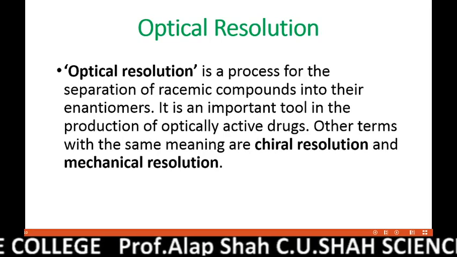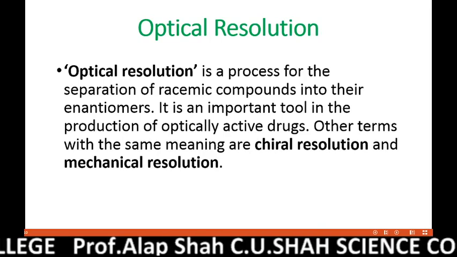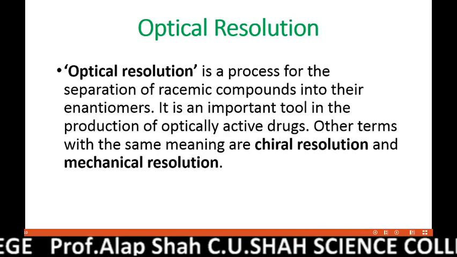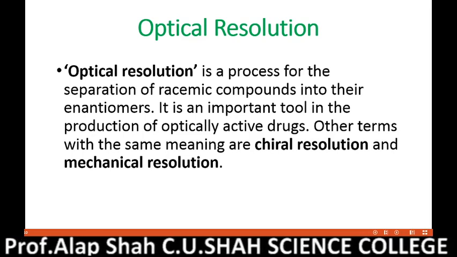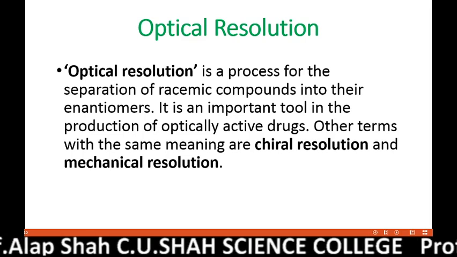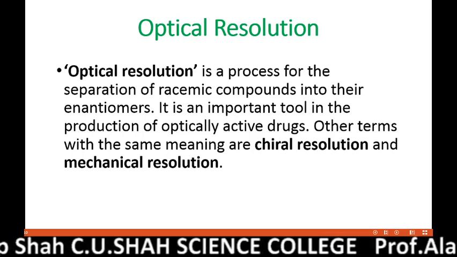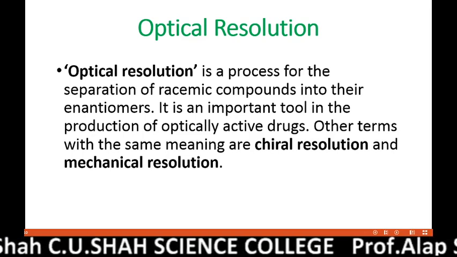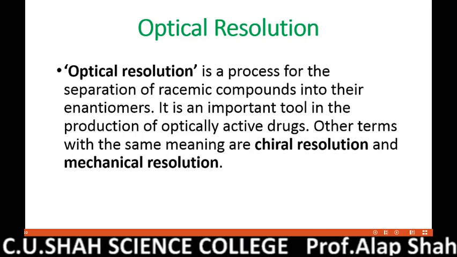Optical resolution is totally the reverse of racemization. It is a process for the separation of racemic compounds into their enantiomers. It is an important tool in the production of optically active drugs. Other terms used for the same meaning are chiral resolution and mechanical resolution.